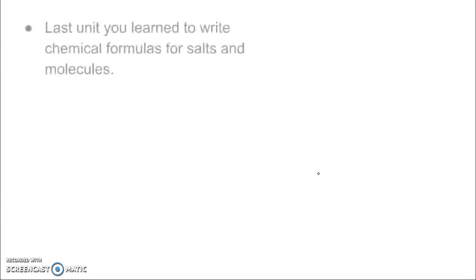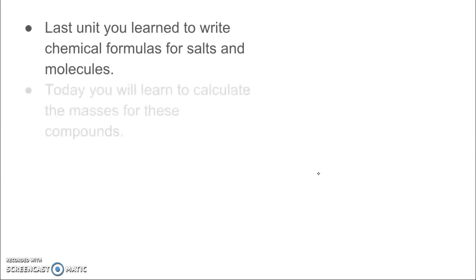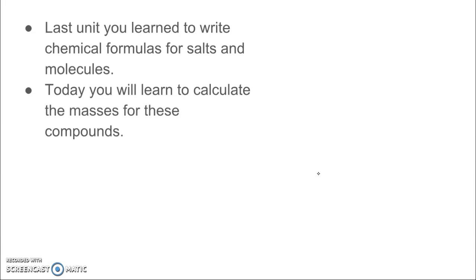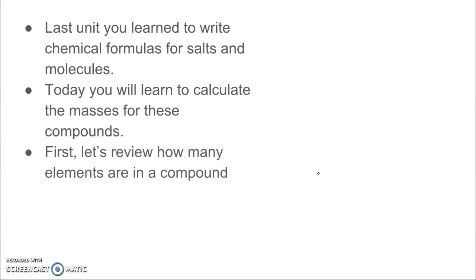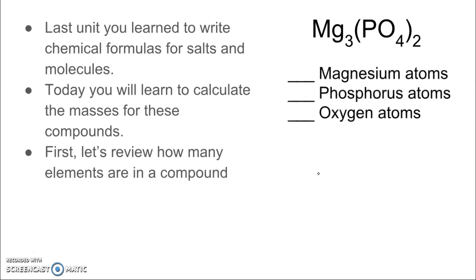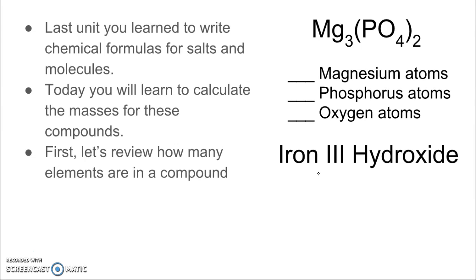Okay, so we're going to bust through this real fast, but last unit you learned how to write formulas for salts and molecules. Today we will learn how to calculate how much those formulas of those salts and molecules weigh. And before that, we just need to look at a couple of formulas and make sure we know how many atoms are in it so we can find out how much these things weigh. So look at the top right hand corner, Mg3(PO4)2. This thing has magnesium atoms, phosphorus atoms, and oxygen atoms right here.